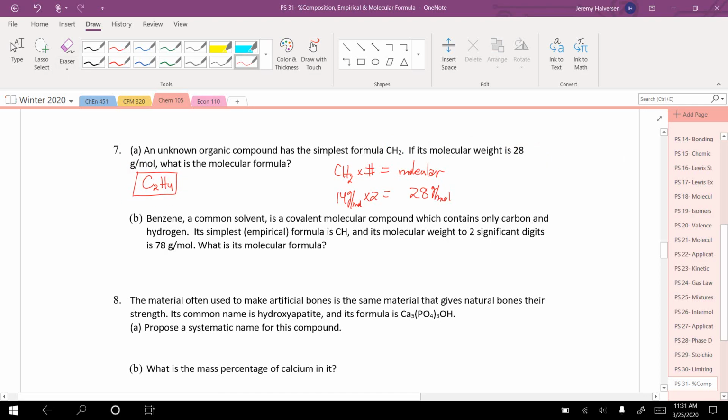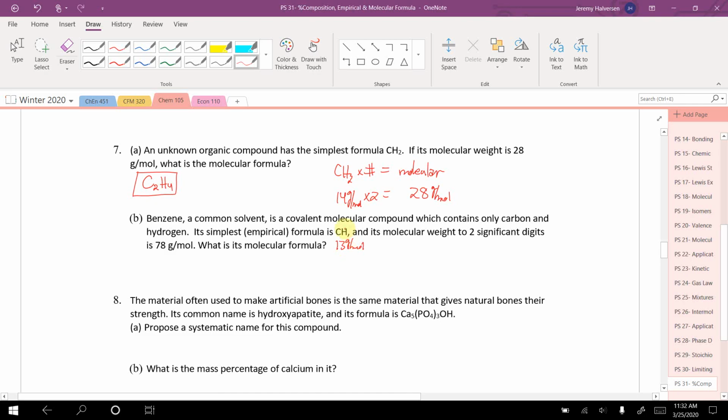Benzene, a common solvent, has a covalent molecular compound which contains only carbon and hydrogen. Its simplest empirical formula is CH, and it has a molecular weight to 2 significant digits of 78 grams per mole. Okay, so this is the empirical formula. What's the weight of this empirical formula? It is going to be 13 grams per mole, but the molecular formula is 78.